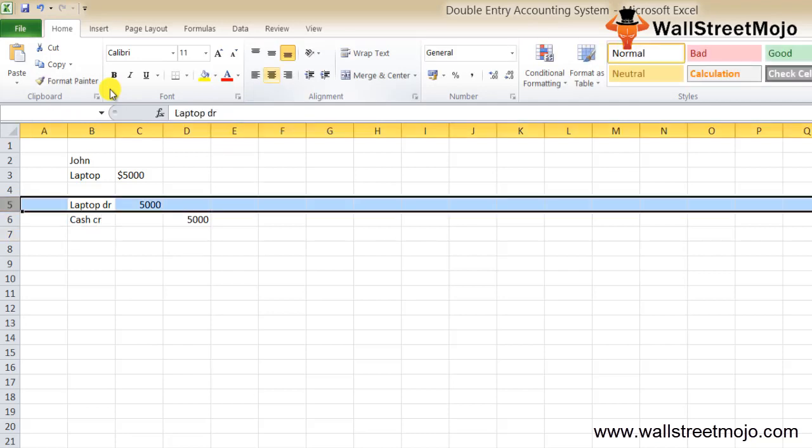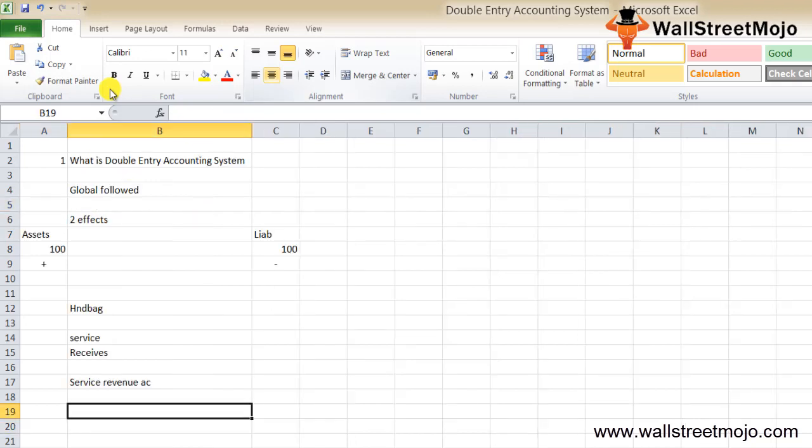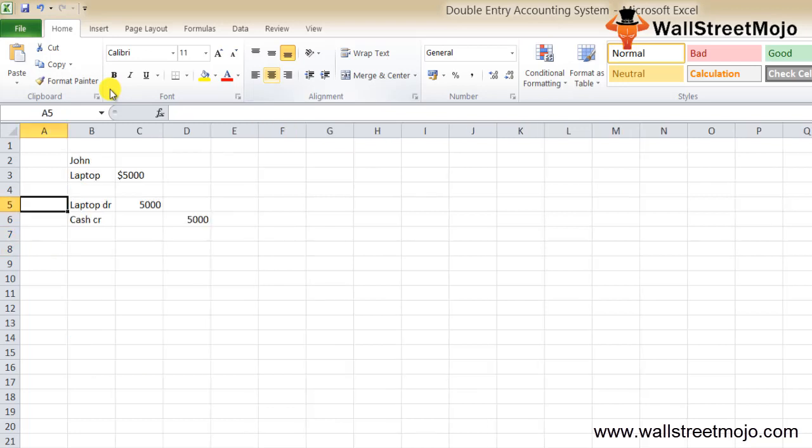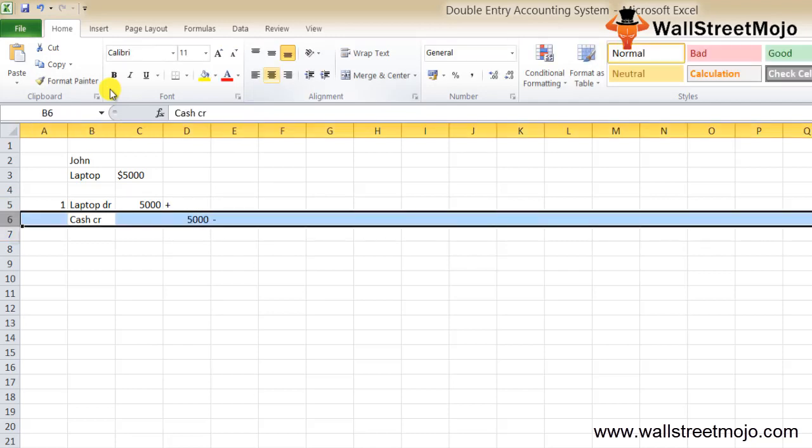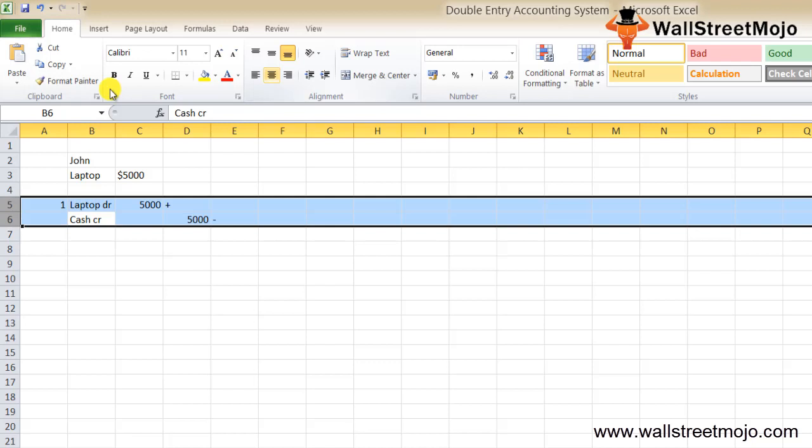Now, what is exactly happening? Either an asset and a liability both reduce with a similar effect, or one asset increases and another asset decreases, or one liability increases and another liability decreases. This is the first scenario, where the laptop is an asset and cash is also an asset. The laptop is increasing, and your cash is going out, so your cash is decreasing. So in a way, both are assets and they both are getting affected.